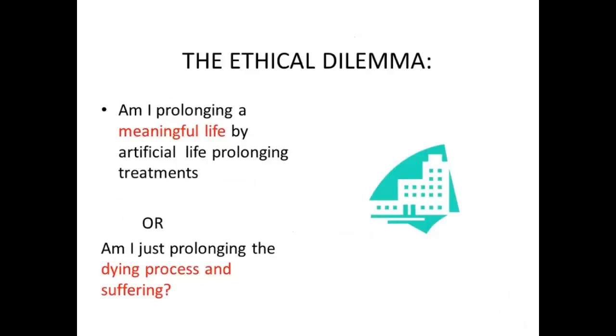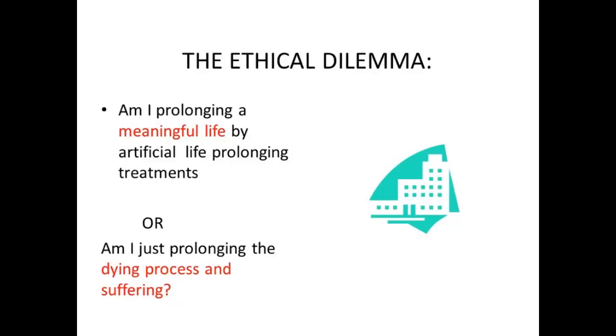So that's a very simple way of presenting what hospice is and what it can do for you. A part of that conversation when we talk about hospice is to talk about patients' advanced care planning or goal setting, or thinking about their hopes and wishes and their values on which we base our decisions. So the ethical dilemma before any of the healthcare providers is, if I'm prolonging, here's the ethical dilemma. Am I prolonging a meaningful life by artificially life prolonging treatments, or am I just prolonging the dying process and the suffering of the patient? And wouldn't it be better to not prolong that life artificially, but let the patient die in peace?